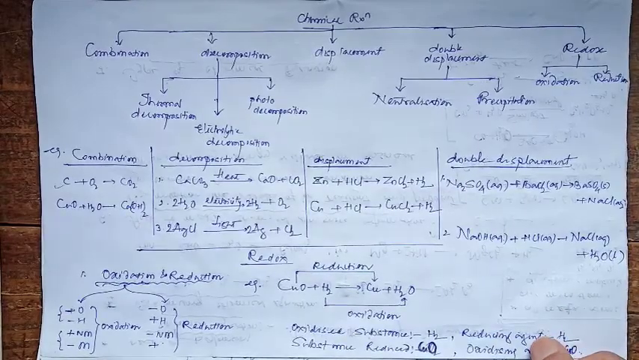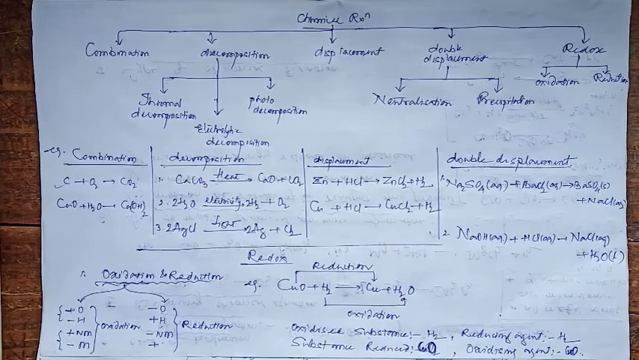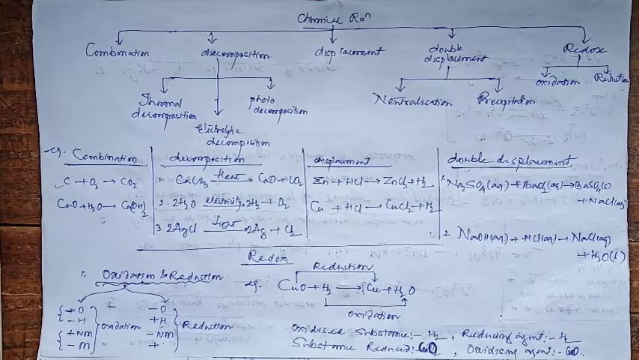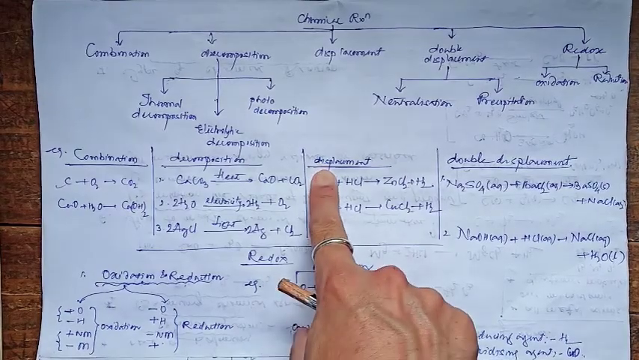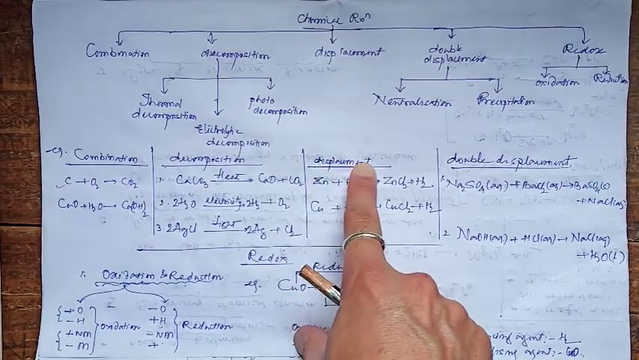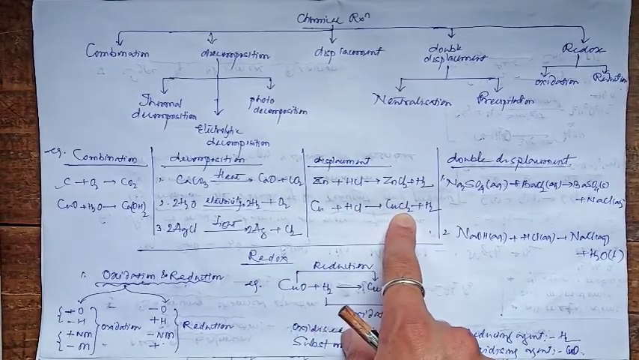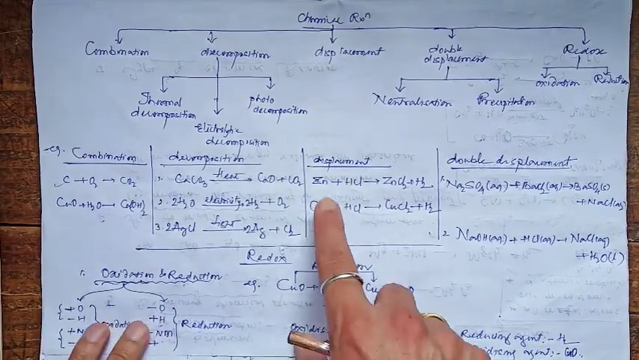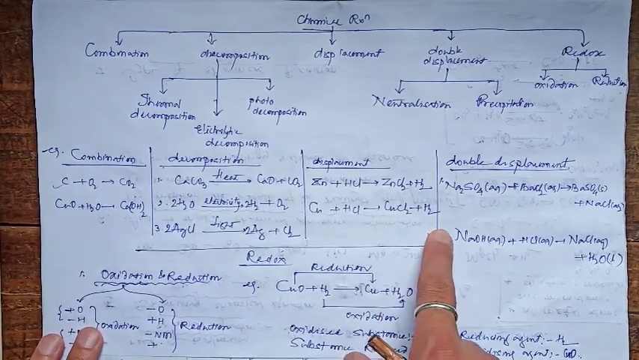Now let's move on to displacement reactions. Displacement reaction is a type of reaction where a highly reactive metal displaces a less reactive metal from its salt solution. We can see two examples here. Let's understand whether these two reactions are possible or not. If they are possible, why are they possible? If they are not possible, why not? Zinc plus HCl gives ZnCl2 plus H2. Cu plus HCl gives CuCl2 plus H2.